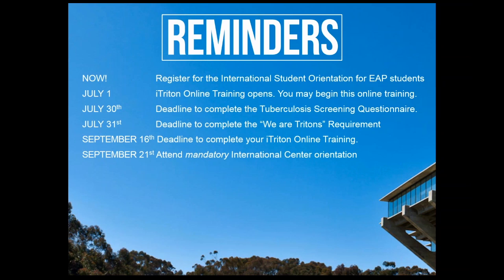On July 30th, this is the deadline to complete the tuberculosis screening questionnaire. July 31st is the deadline to complete the We Are Tritons requirement. September 16th is the deadline to complete your iTriton online training. And September 21st is the date that you will be expected to attend your mandatory International Center orientation. All of the links needed to complete these requirements listed here can be found in the International Students and Programs Office EAP Reciprocity website.